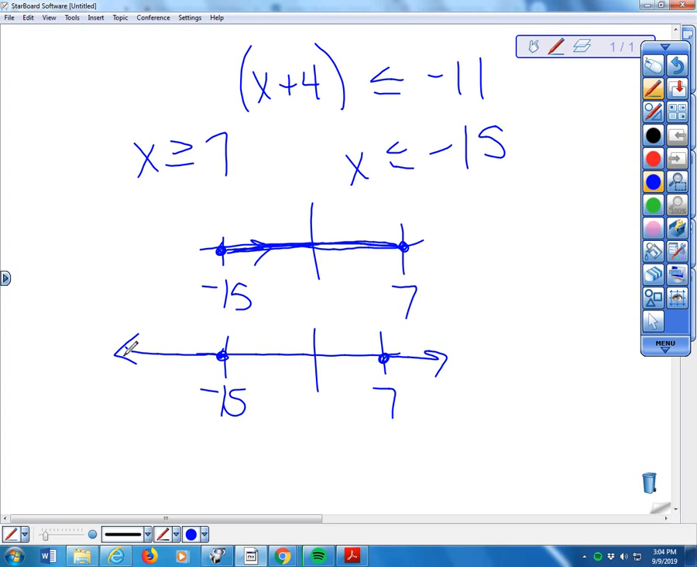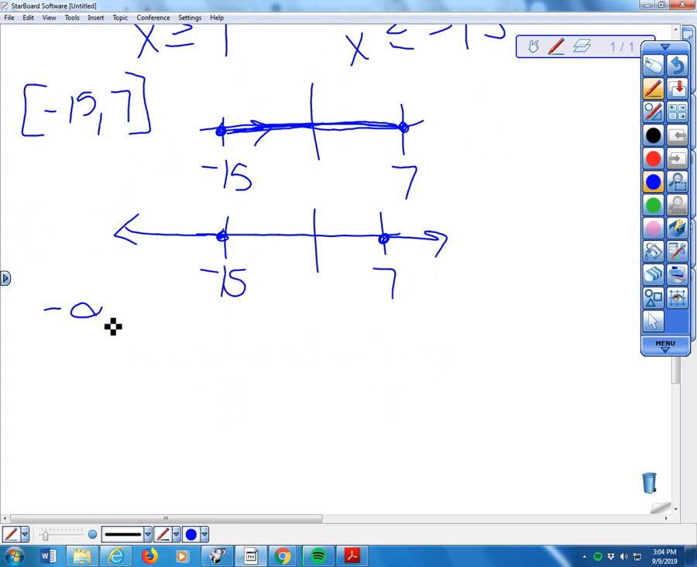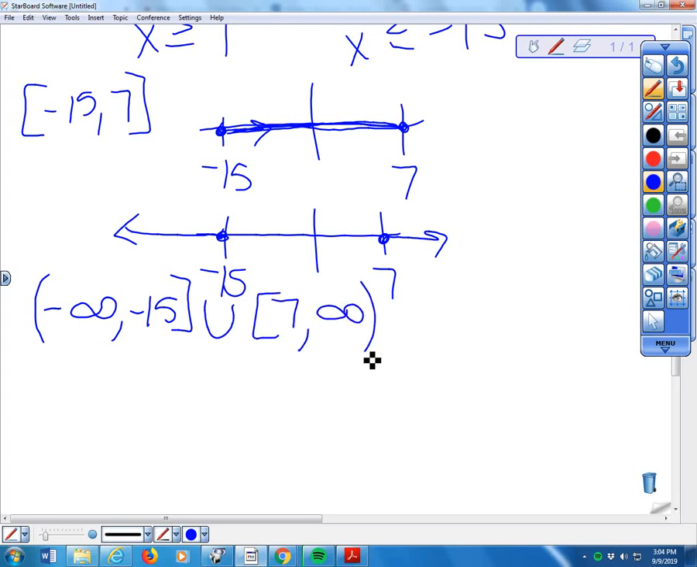Okay? Just as a review, interval notation, that's how I would write that. Okay? Interval notation here. That's how I would write that. Everybody remembering interval notation? Because you'll have to know it for this section too.